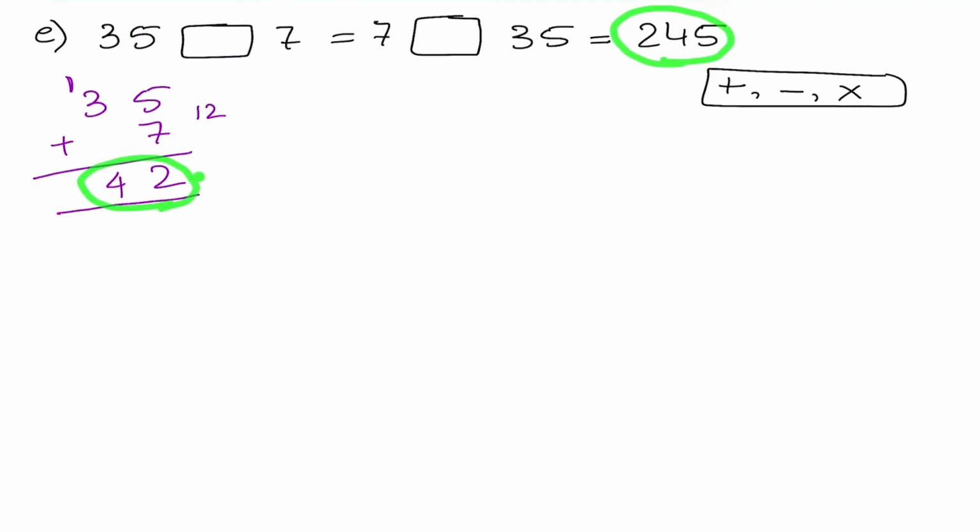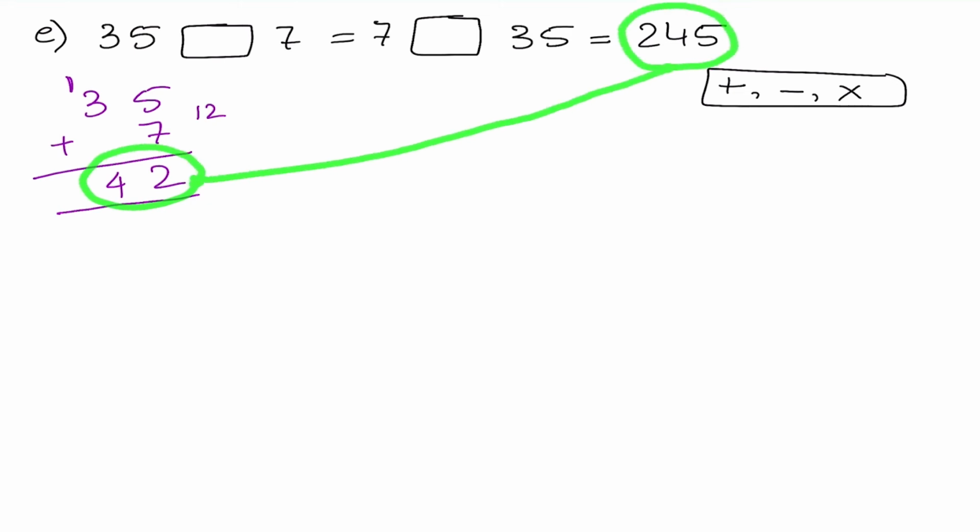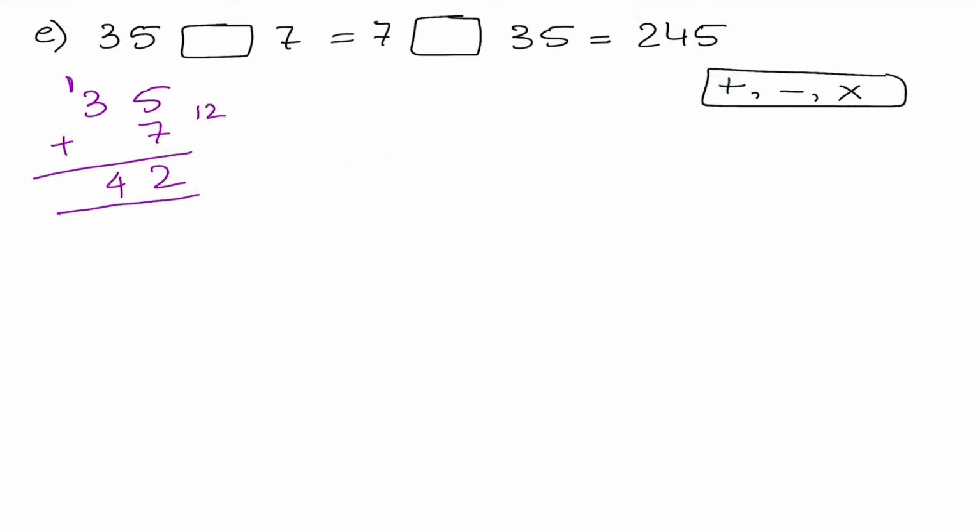Alright? So this is a 2-digit number and this is a 3-digit number. Number 42 is much less than the number 245. So by looking at these two numbers, you can easily see that you cannot apply addition to these two numbers to get 245. Now if you see subtraction, this is the subtraction.